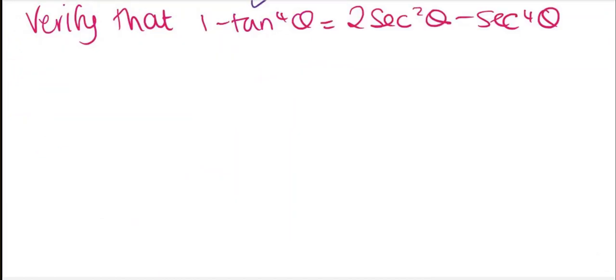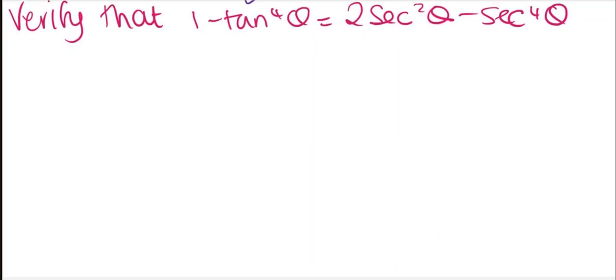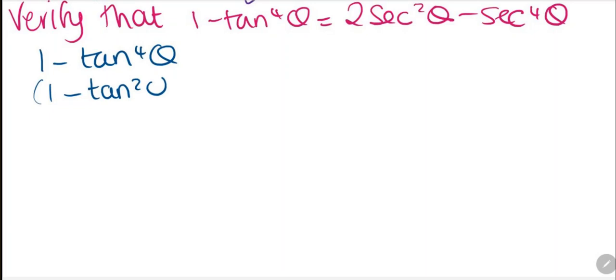Okay, so this question here, verify 1 minus tan to the 4. So when we're looking at big values like this, the first thing we want to think about is factoring. So I'm just going to factor both sides. So we've got 1 minus tan 4, and this will factor to 1 minus tan squared theta and 1 plus tan squared theta.